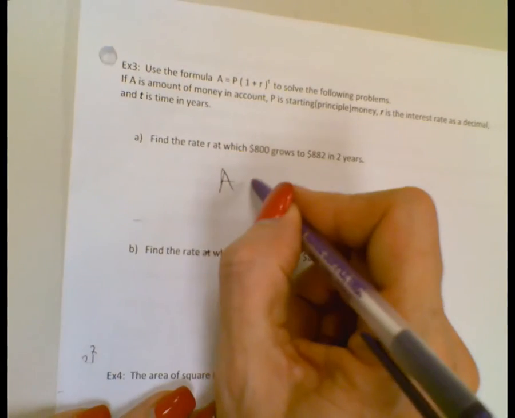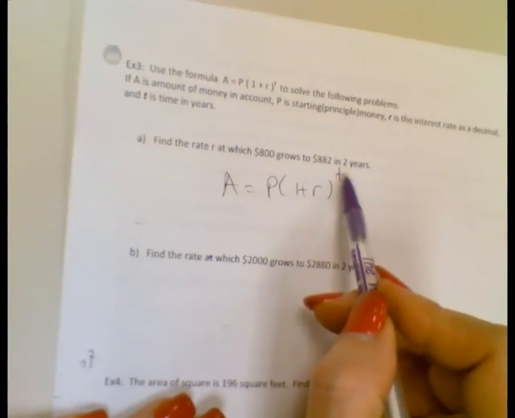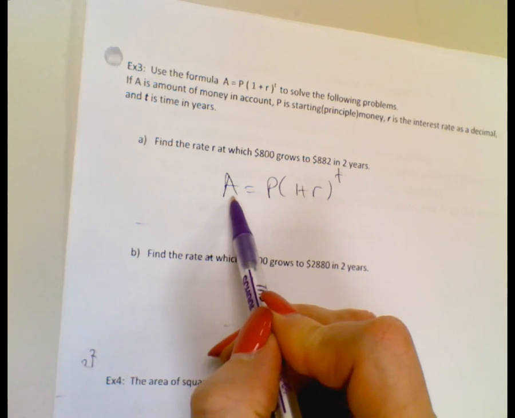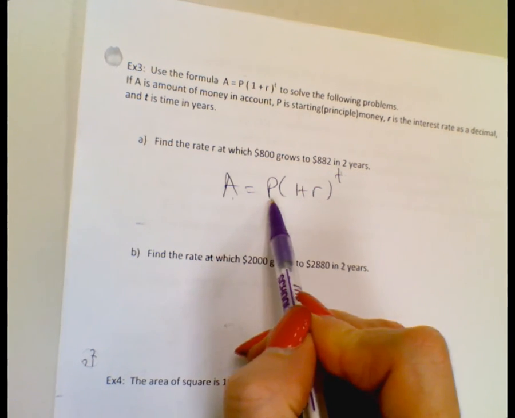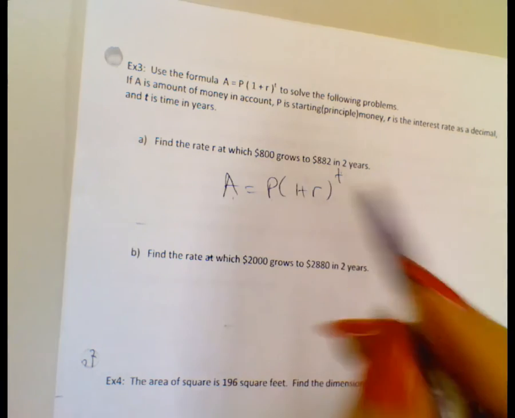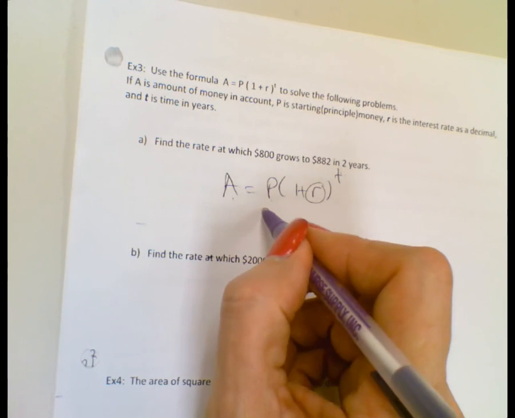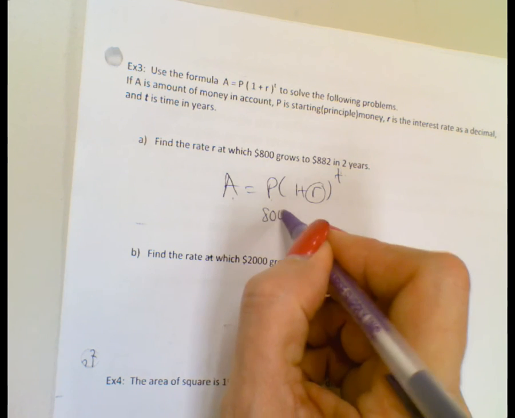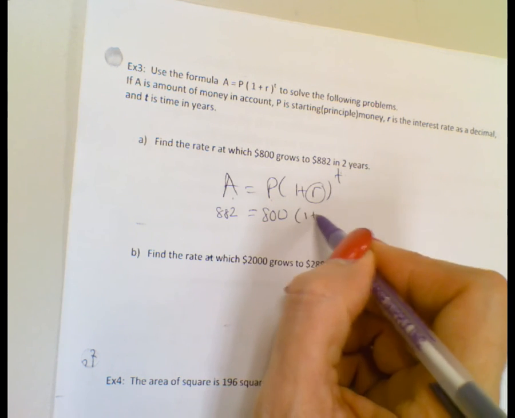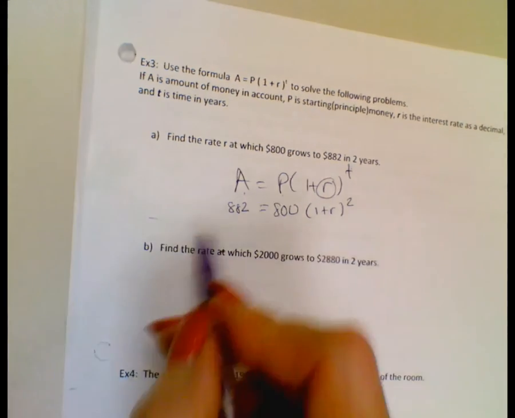So here's a word problem that uses exponents like this in parentheses. A is the amount of money in the account. P is what you start with, the principal. R is the rate that it grows. And T is the time. So find the rate. If you started at 800 and it goes to 882 in 2 years, what was the original interest rate? If this is a true fact.